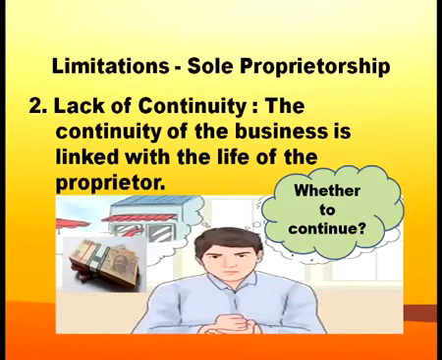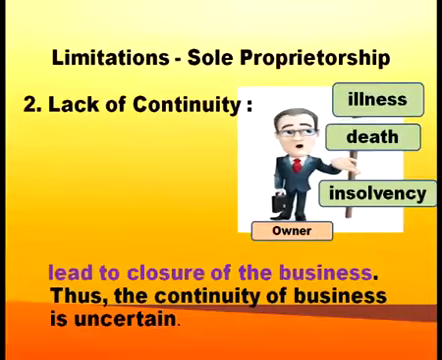So, those limitations are there in the case of sole proprietorship form of organization. Then, as a limitation, you can include lack of continuity. The continuity of a sole proprietorship form of organization is linked with the life of the proprietor, capacity of the proprietor to run the business. So, if the owner is not interested, or if something happens to the life of the owner, then such a form of business organization will come to an end. Illness, death, insolvency of the owner will lead to closure of the business. Thus, continuity of business is uncertain.